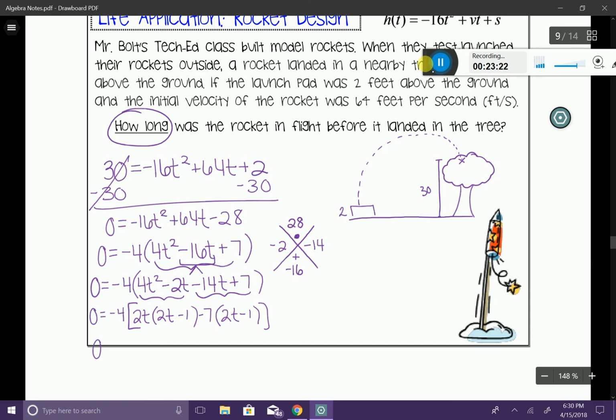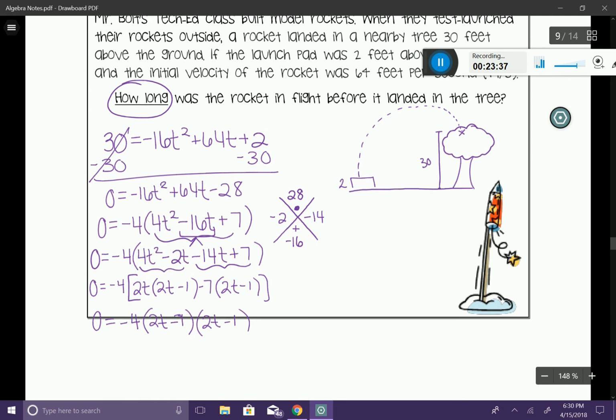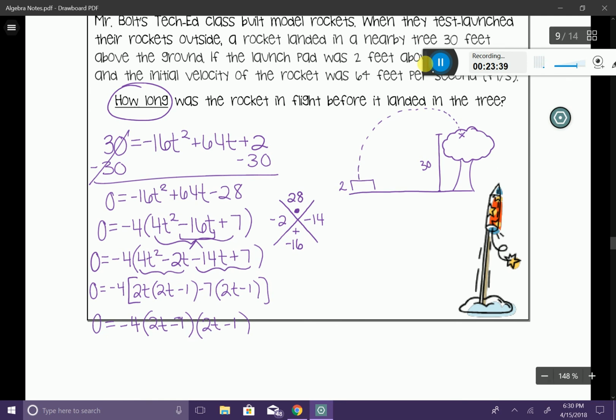So I have 0 is equal to negative 4 times 2t minus 7 times 2t minus 1. Okay, now I want to use my zero product property rule. I can see that I have this negative 4 again without a variable, so I'm not going to use that. So I'm going to start off by using these two factors. I'm actually going to bring my work up here. So now I have 2t minus 7 is equal to 0.